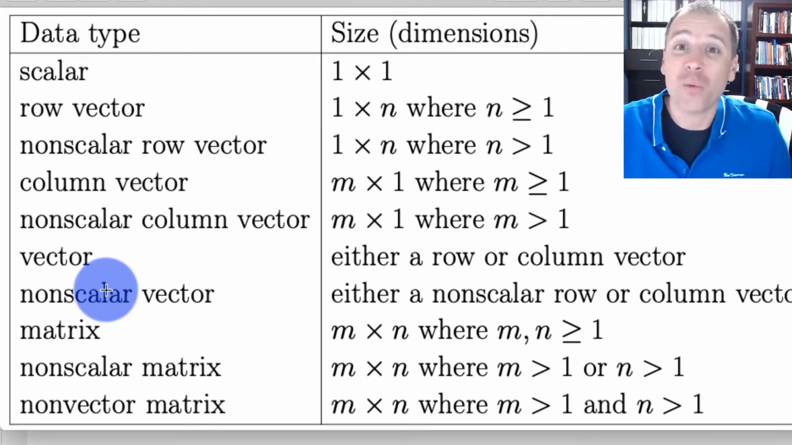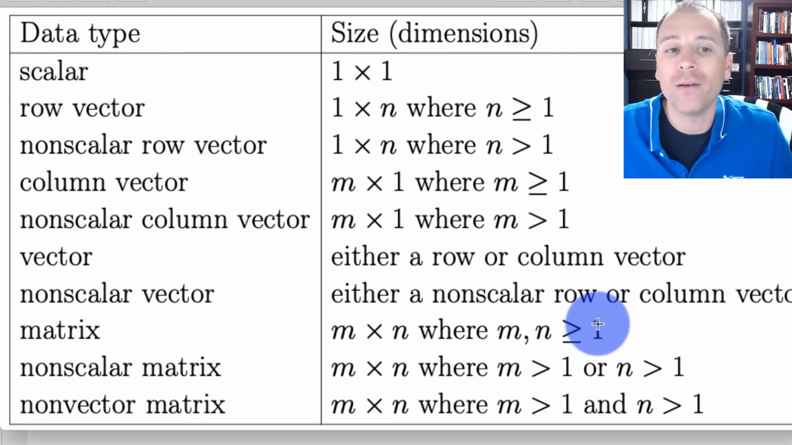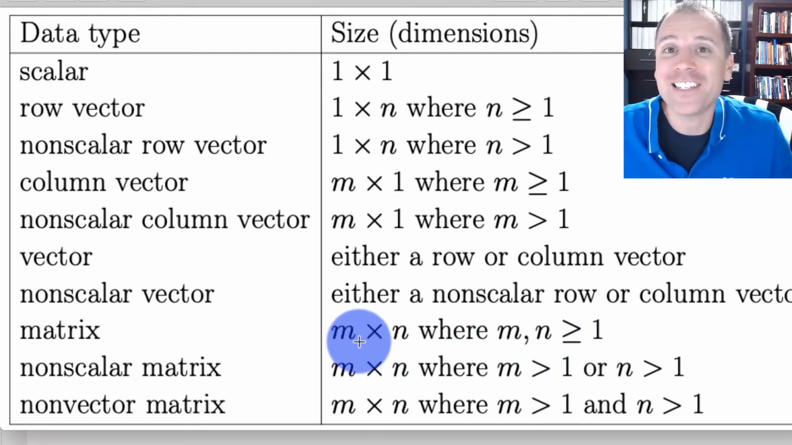The last data structure that we're going to talk about is a matrix. A matrix is an m by n data structure where the number of rows and the number of columns can be bigger than or equal to 1. A 1 by 1 matrix is known as a scalar. Indeed, that satisfies the definition of a matrix.